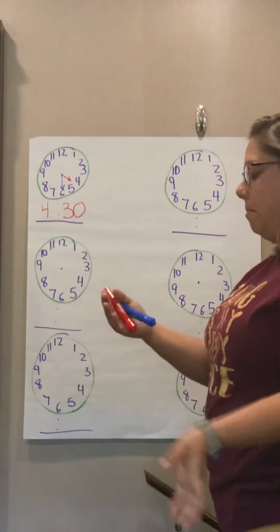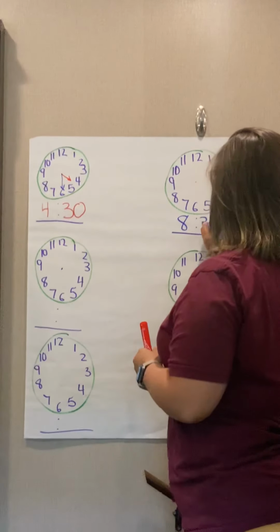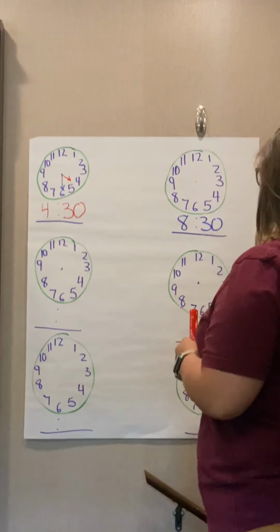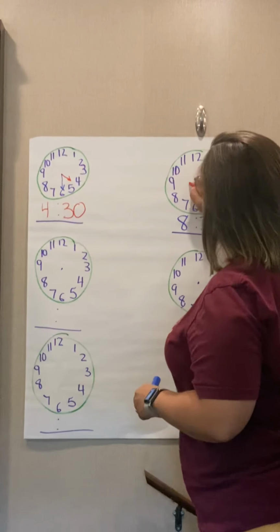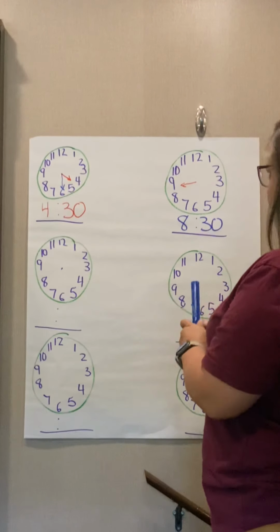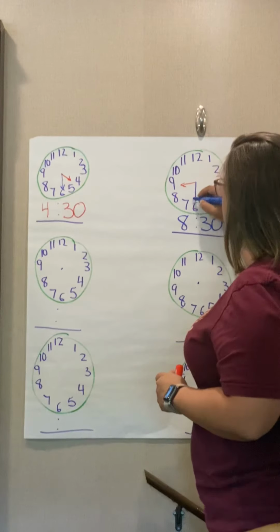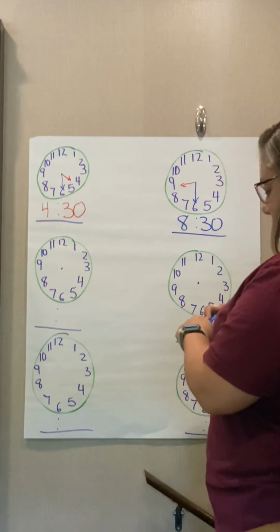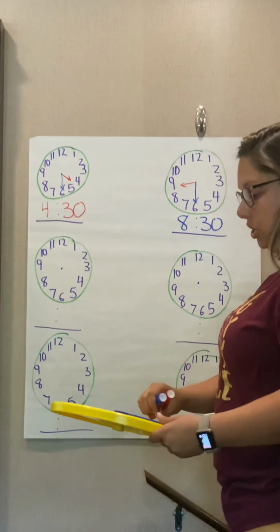So I'm going to draw my 8:30. My hour hand is my short hand, and it's going to go right between that 8 and that 9. And then my minute hand is going to go straight down to that 6. 8:30. Good job.